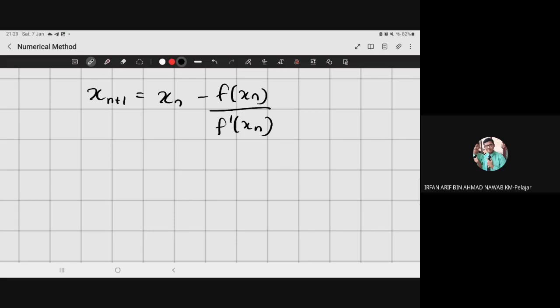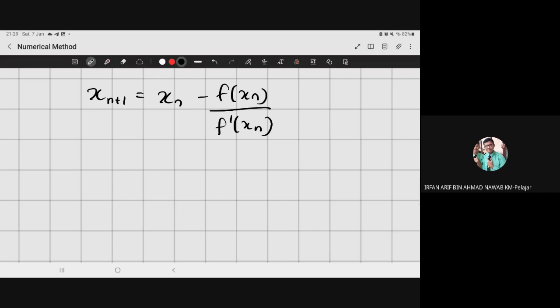But first, before you find the initial value, you have to state your function f of x, define it first, and then find the first derivative of f. You have to find it. So let's start with a question.